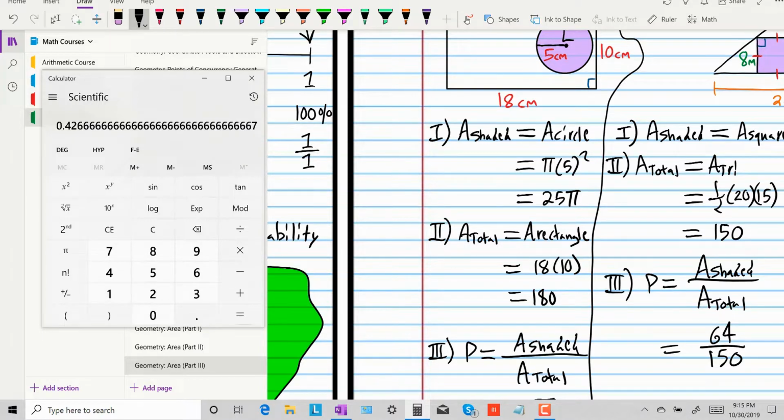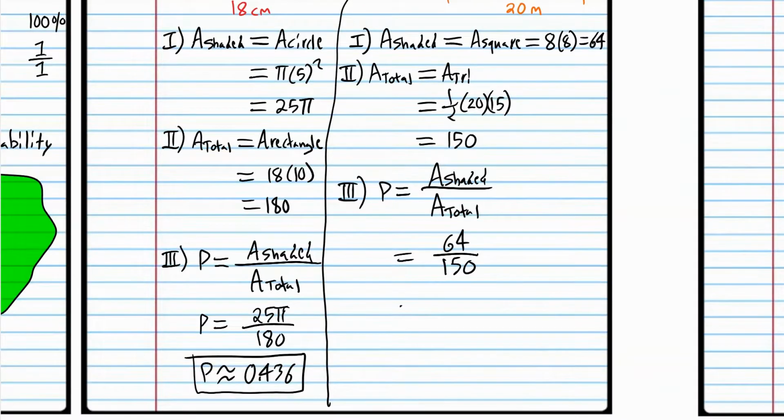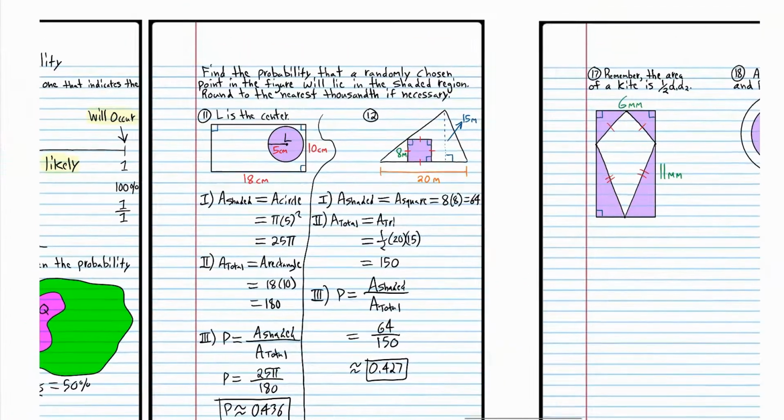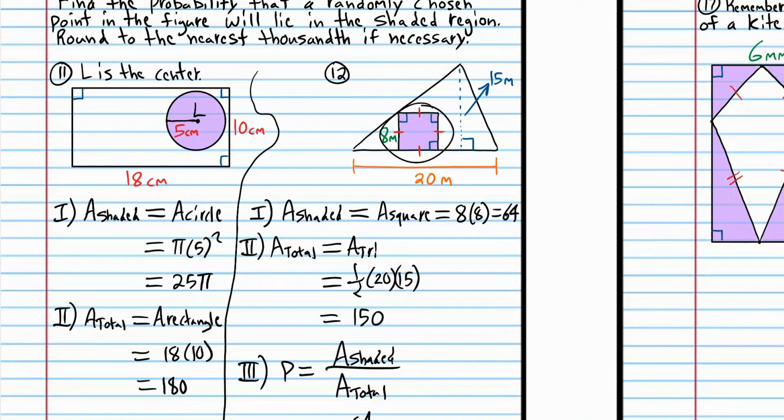is that, and if you round to the nearest thousandths, that would be 0.427. So approximately 0.427. So our answer was very similar to the previous problem. That just means it's about a little less than 50% chance that it's going to land in that square.